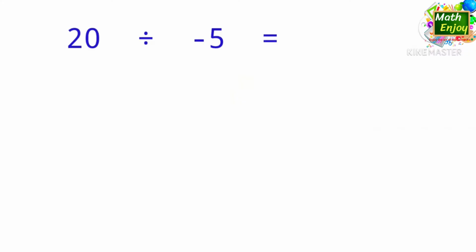First we will divide 20 by minus 5. 20 divided by 5 is 4. Positive divided by negative is negative. So answer is minus 4. Next one, minus 30 divided by minus 6. 30 divided by 6 is 5. Negative divided by negative. If both are in the same sign, answer is positive. So answer is plus 5.